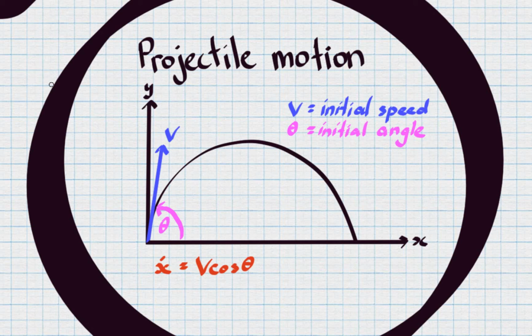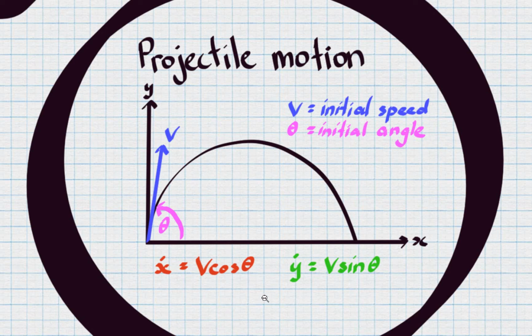And likewise for the vertical component, this is in the y direction, but we're talking about a velocity, so we have y dot, and this is v sine of theta. And so this is how we can express the horizontal and the vertical velocity components in terms of this initial speed v and the initial angle theta.